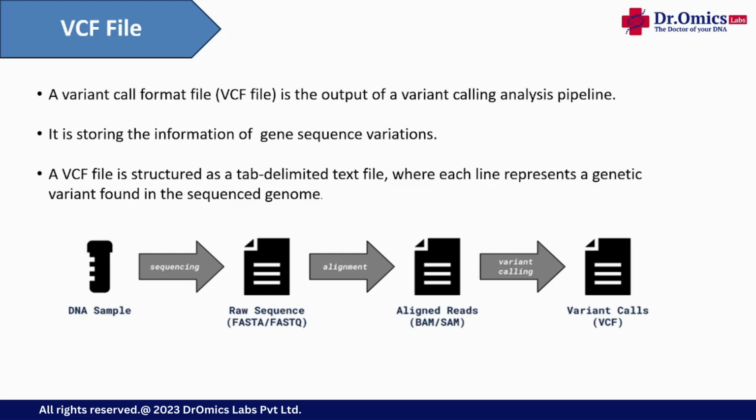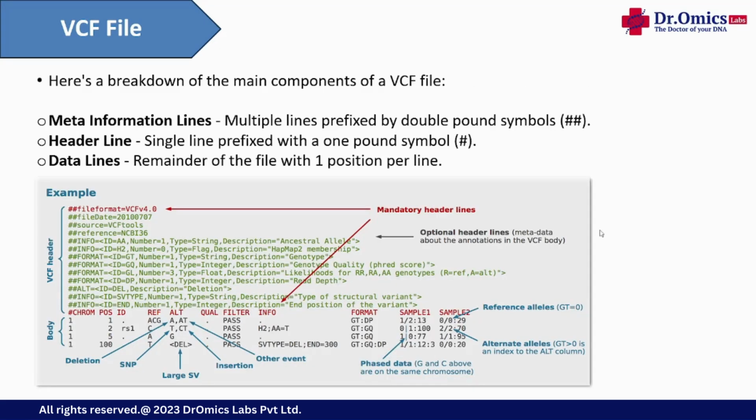It stores the information of gene sequence variations, and it is a tab delimited text file where each line represents a genetic variant which is found in your sequence genome. If you remember from the last few parts, from the DNA sample we get the raw data. Whatever reads we get, we align them to the reference genome, where we get the BAM and SAM files, and then we call the variations.